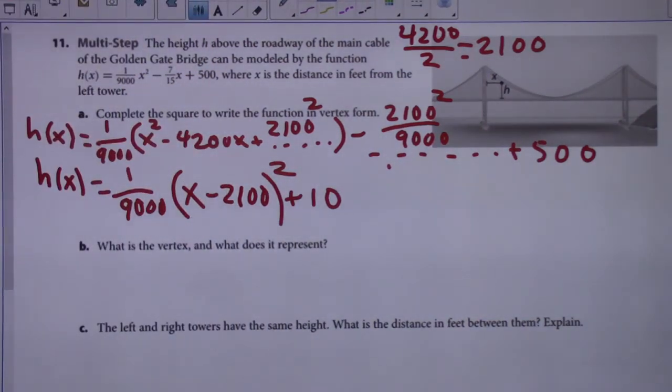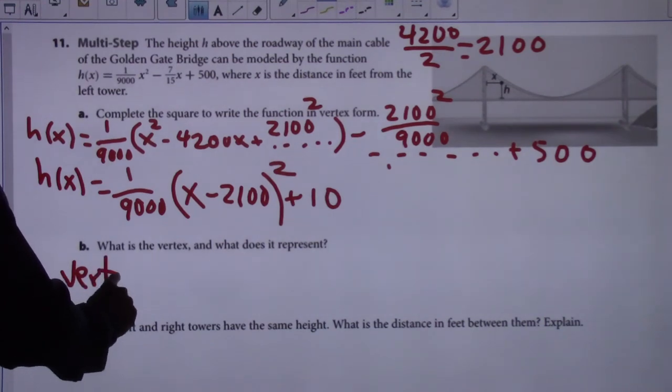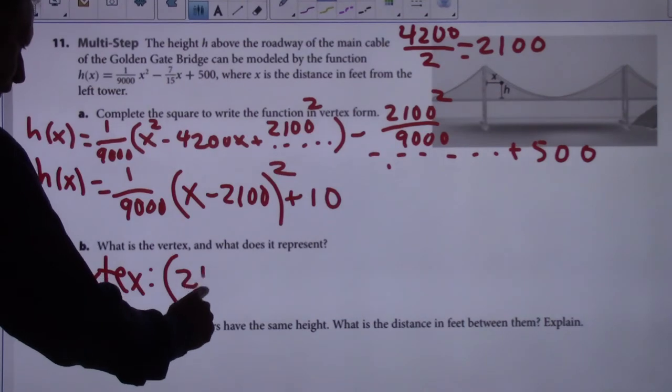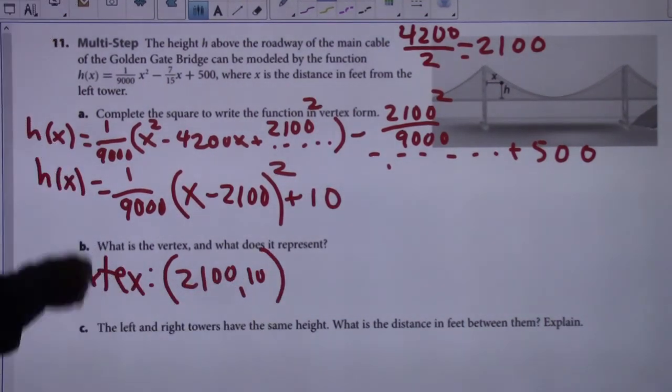So what is the vertex here? The vertex is what? Negative 1? How about positive 21? And what does it represent?